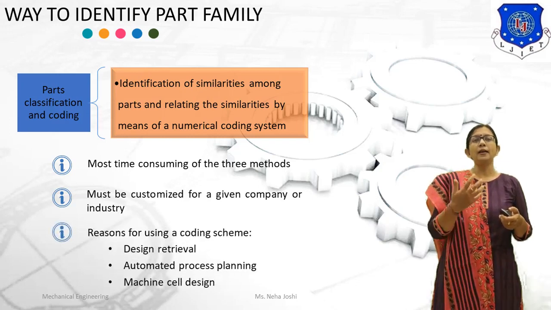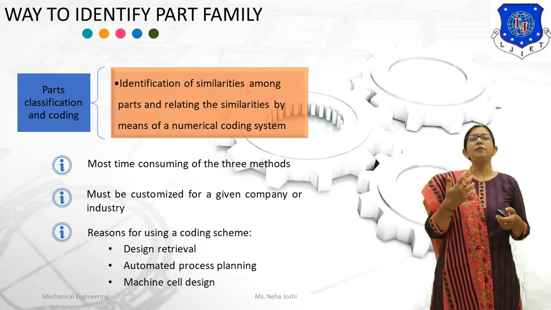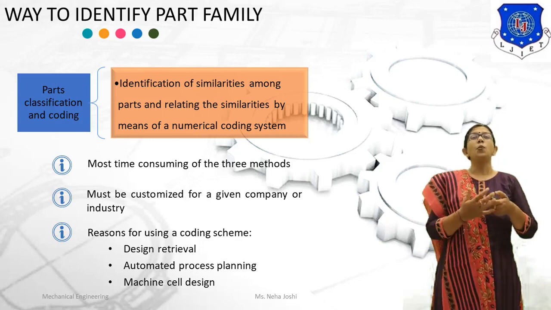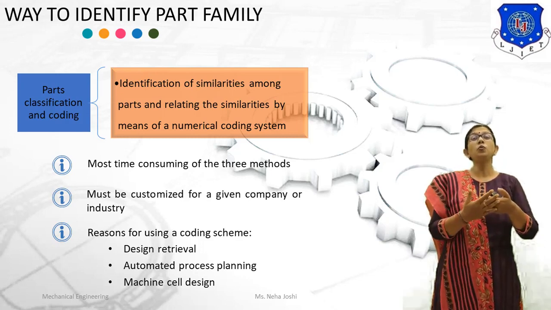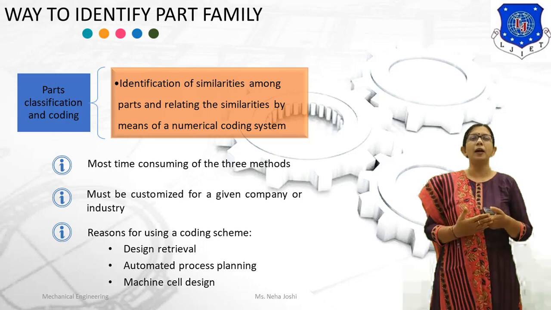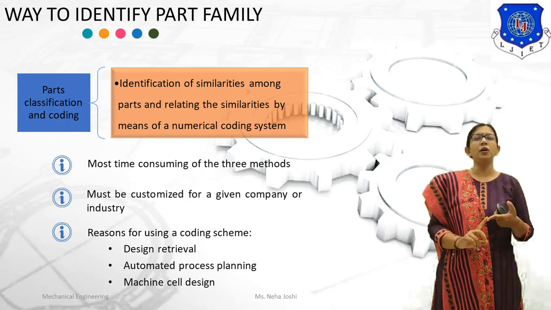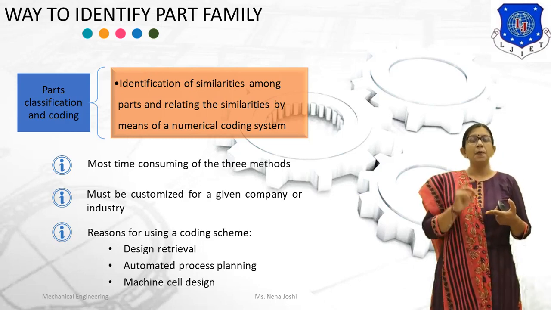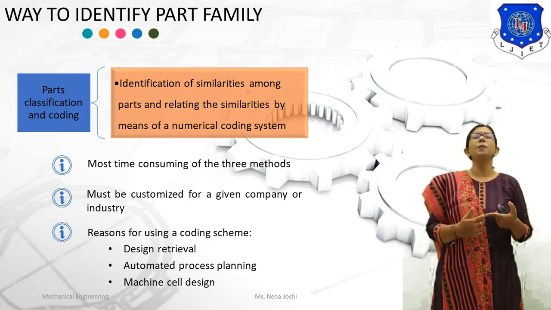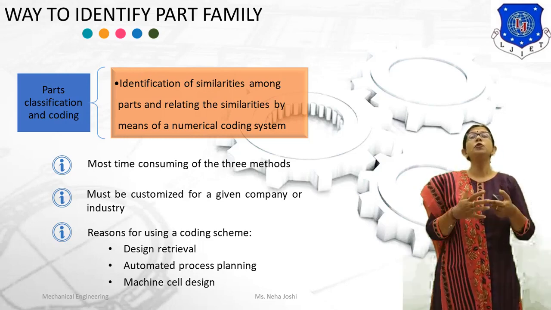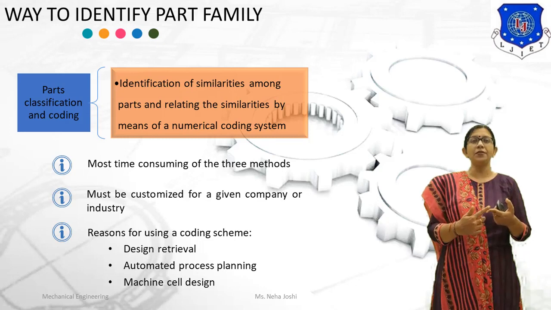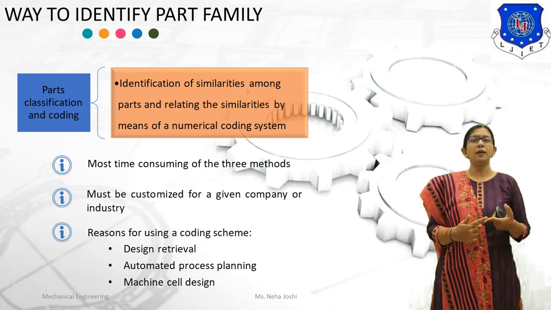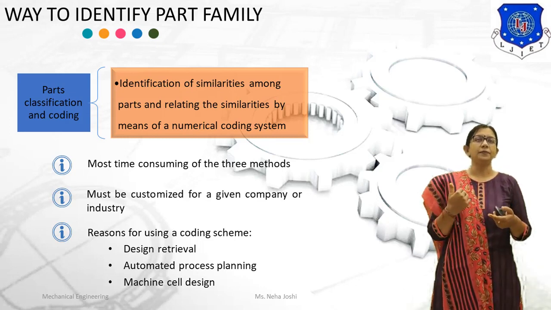Now, part classification and coding identifies similarities among parts and relates the similarities by means of a numerical coding system. Problems associated with the above three methods of identifying part families are that it is the most time consuming of the three methods, and it must be customized for a given company or industry. The reasons for using a coding scheme are design retrieval, automated process planning, and machine cell design.